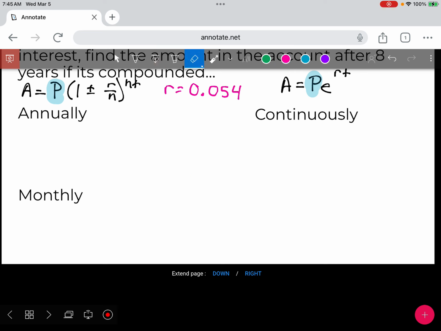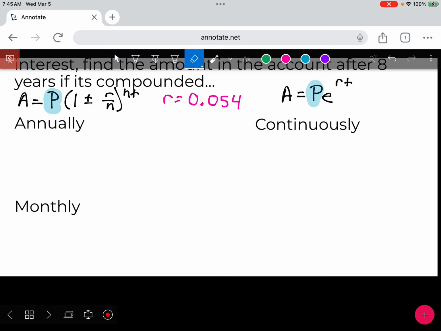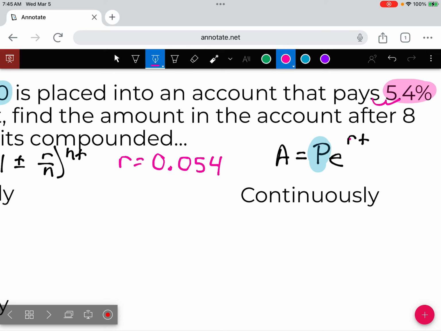If we can't remember how to do percents to decimals, because honestly, that's where I get a lot of people with points off. Percent per number of cents in a dollar, 100 per 100. 5.4 divided by 100. That's what percent means. It literally means divide by 100. So that tells us our R for this guy and for this guy.